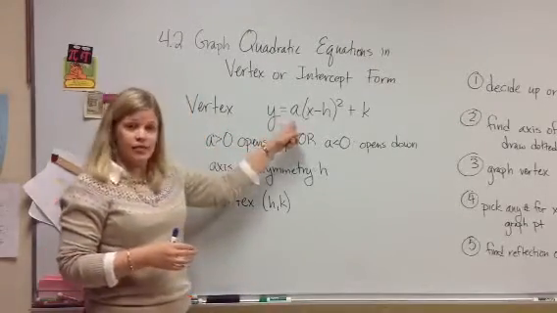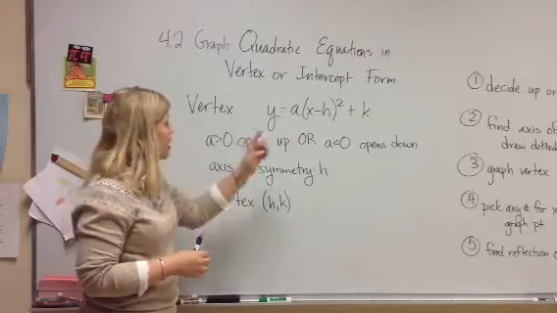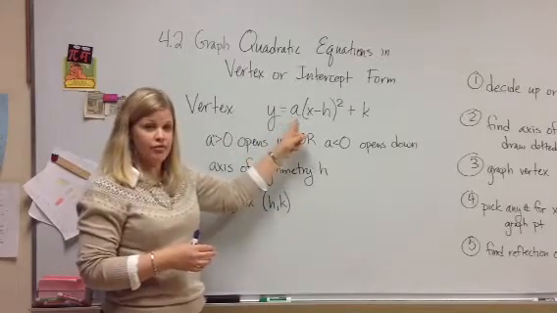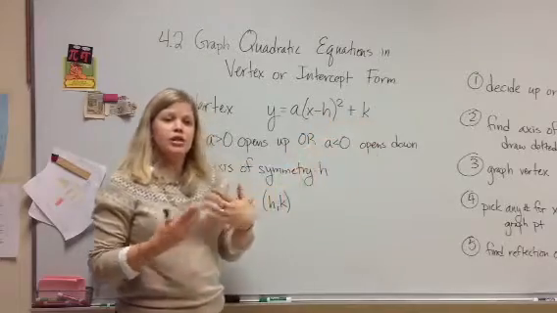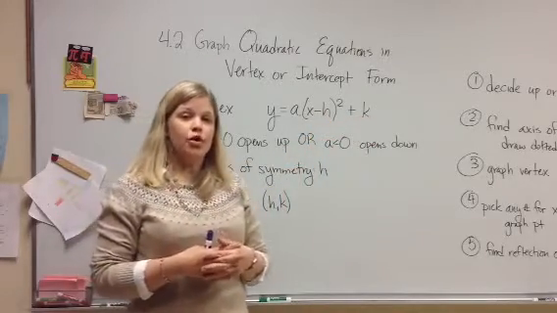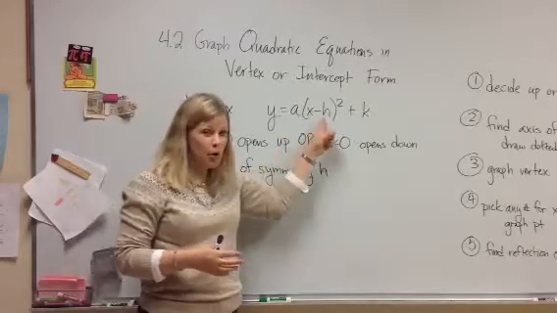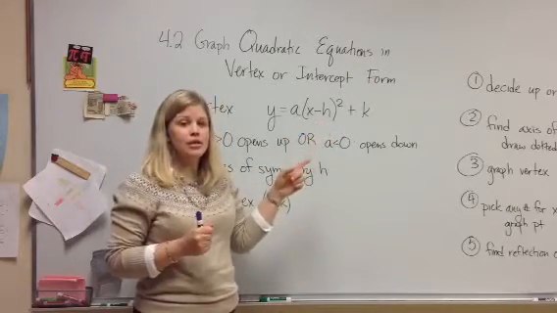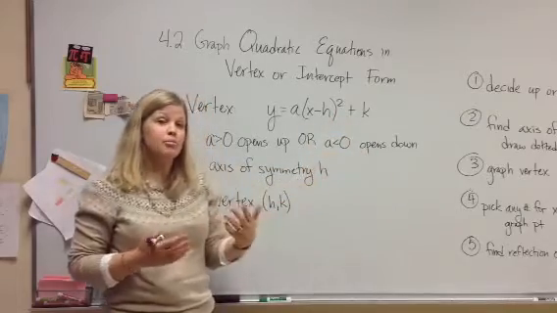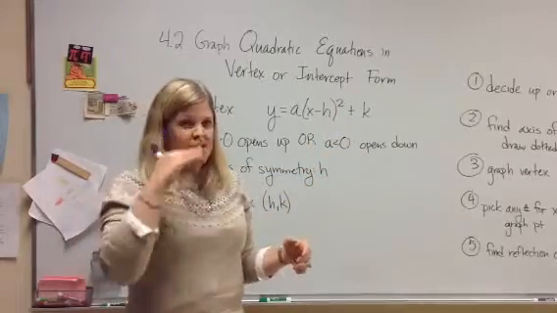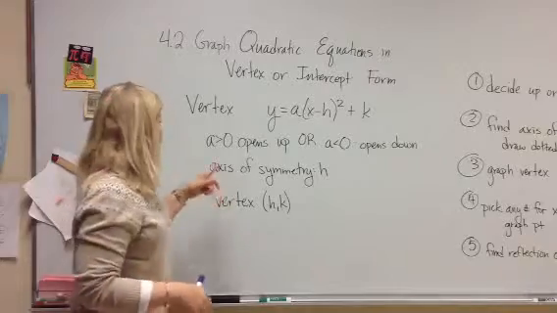So I gave you vertex form. I reminded you that A is the number out in front. You've got an H and you've got a K. It looks a lot different from the standard form, but if you remember way back when we did absolute value, we also had this HK idea. So it's not a brand new idea. Let's kind of go through the important parts.